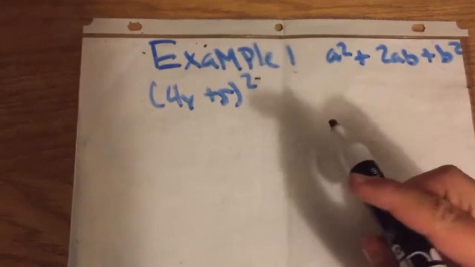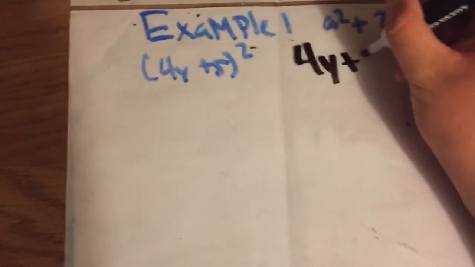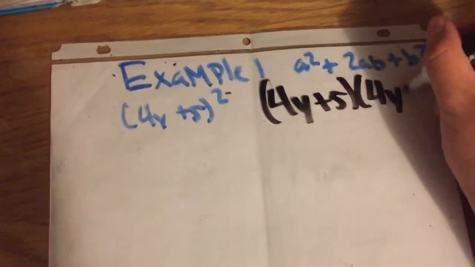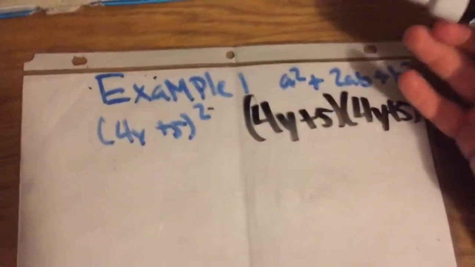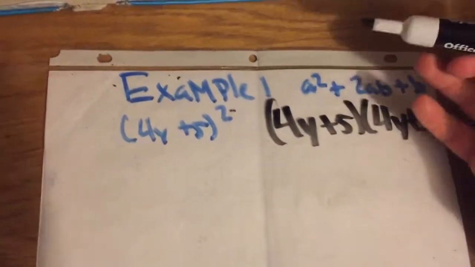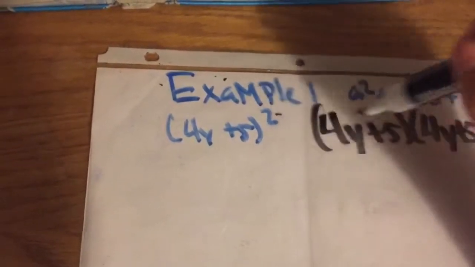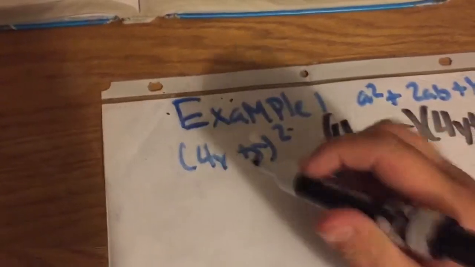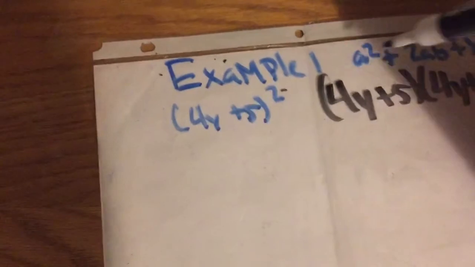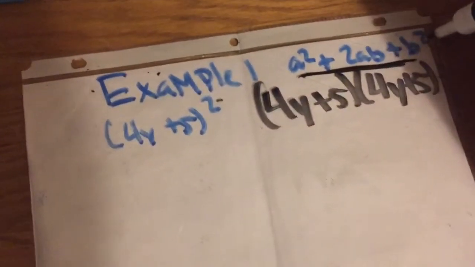Okay, in example 1, we have (4y + 5) squared, which is the same as (4y + 5) times (4y + 5). Now, you could easily do this with the FOIL method, but that would take a long time. Instead, you could use a simple and faster method, which is called special products. These are special products because they are multiplied by each other, which is also a square. Now, for example 1, we're going to use this expression, a squared plus 2ab plus b squared.